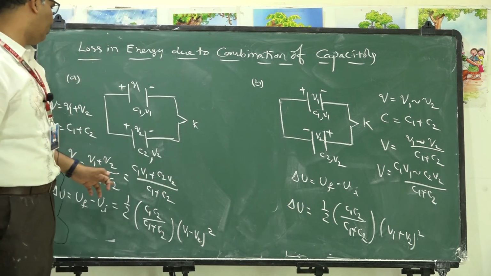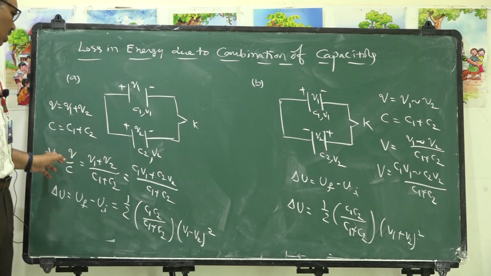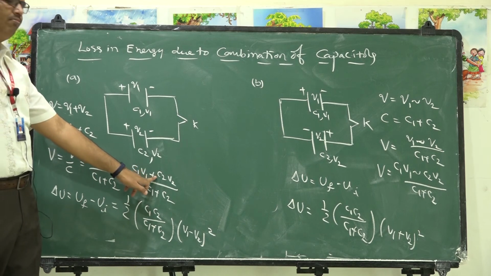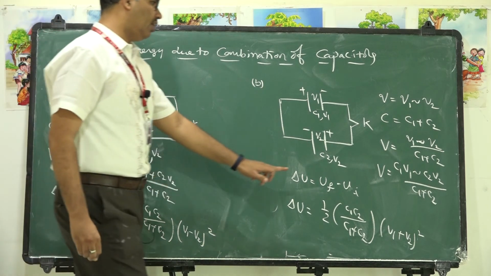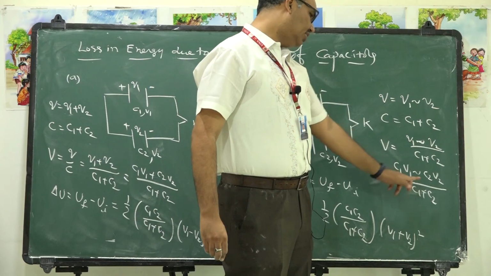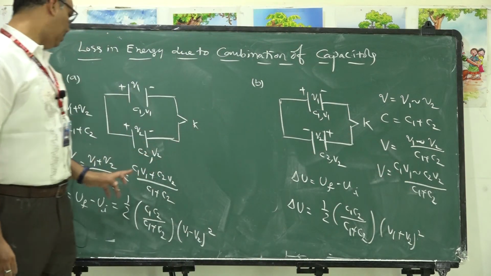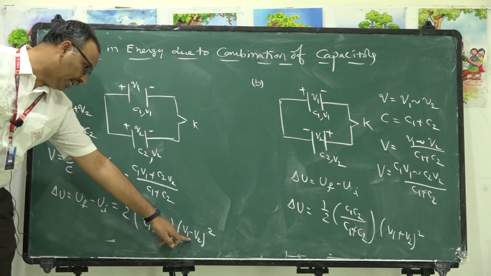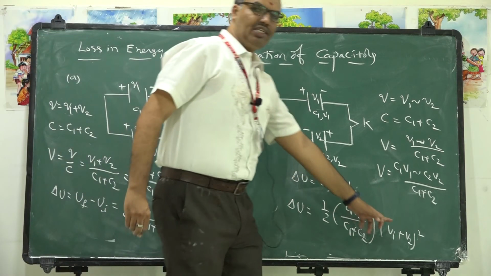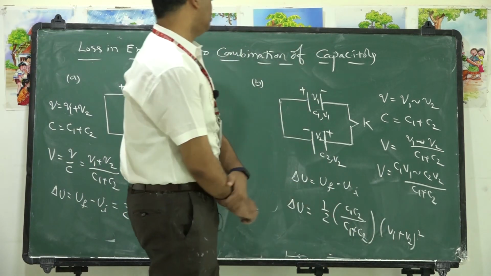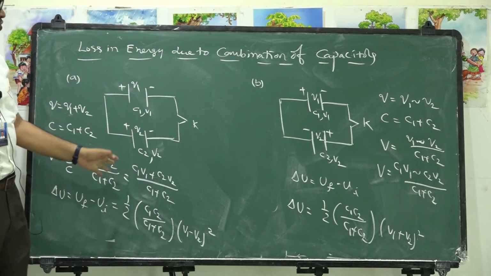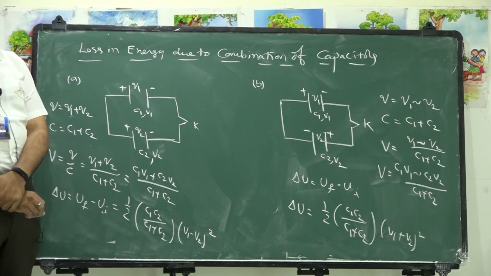The basic difference between the two formulae comes like this. Common potential is having positive sign here. Here we have a difference sign. That is the difference in two cases. Loss in energy is with negative sign here. The loss in energy is with positive sign here. So you have to use these formulae while doing problems.